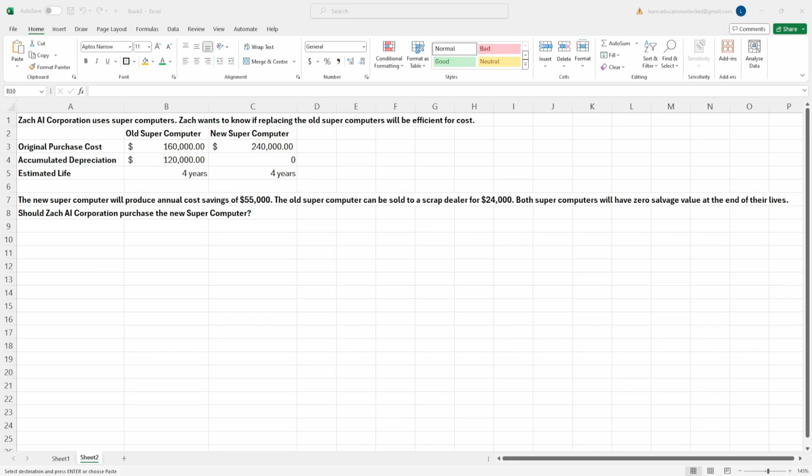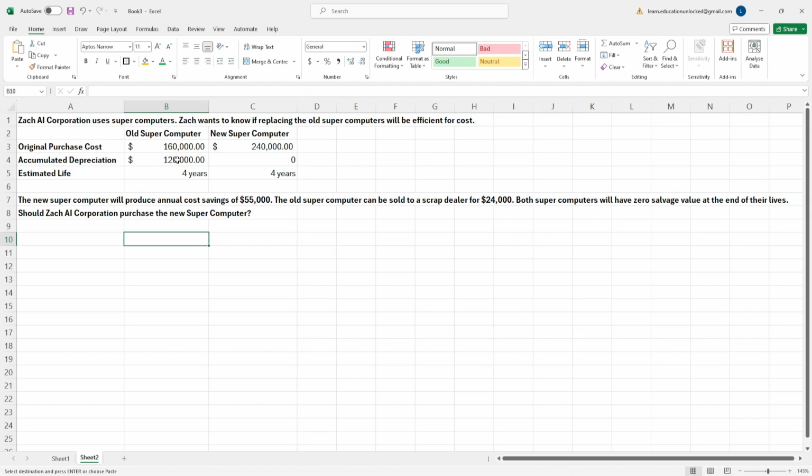All right, guys, so we have a retain or replace equipment example. Here, Zach AI Corporation uses supercomputers. Zach wants to know if replacing the old supercomputer will be efficient for cost. So here we have the data for the old supercomputer and the new supercomputer. We have original cost, so that's $160,000 for the old supercomputer and $240,000 for the new one.